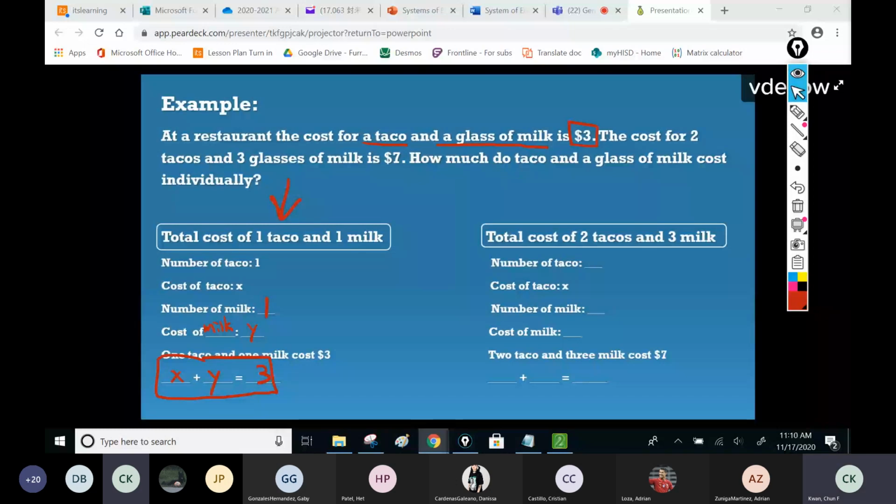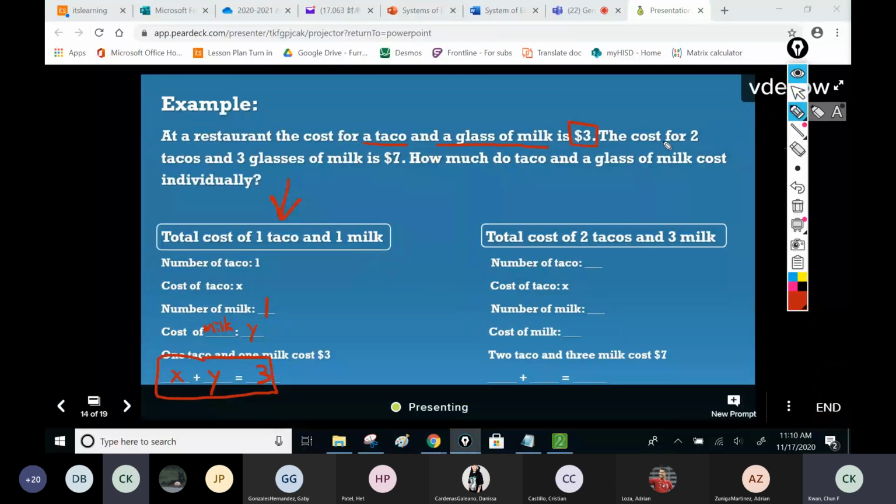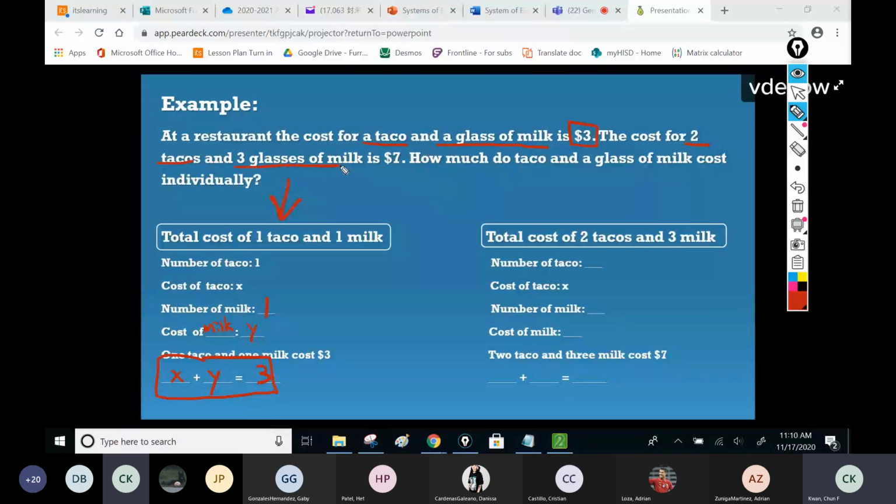And now let's see if we can get a second equation from the second statement. The second statement tells you that the cost for two tacos and 3 glasses of milk is $7. So let's try to come up with an equation, all right? So 2 tacos and 3 milk is going to be $7.